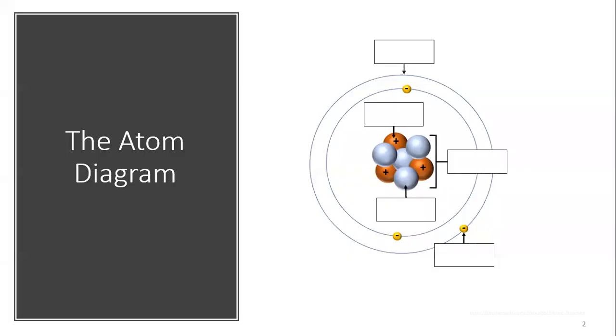The atom diagram. As you may recall from chemistry, atoms have a central nucleus of positively charged protons and non-charged neutrons, around which negatively charged electrons orbit in a series of orbitals or shells.